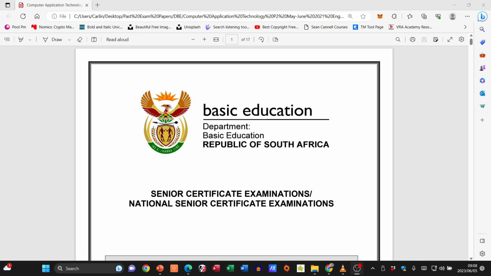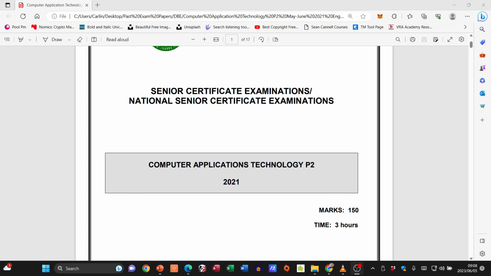We are going to be looking at the NSC CAT theory exam that took place in 2021. I'm going to be going through the paper and the memo just so we can understand exactly where we maybe went wrong and the lessons we can learn from these papers.